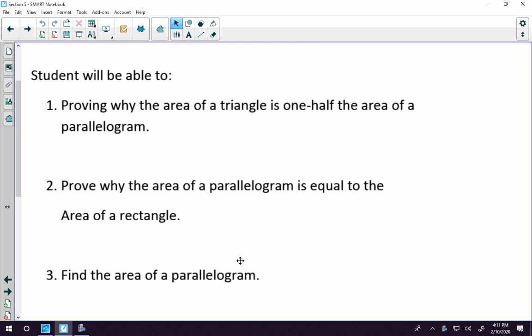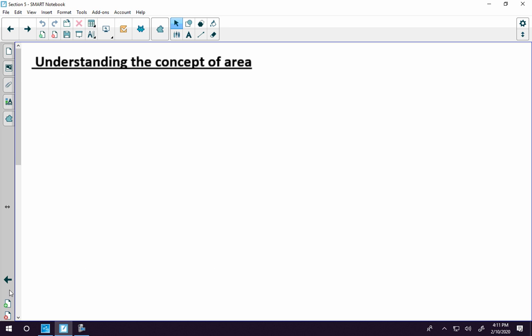The first objective is review. We'll probably skip that for time's sake. But we will cover proving why the area of a parallelogram is equal to the area of a rectangle. And then the third objective, find the area of a parallelogram and use the formula for area.